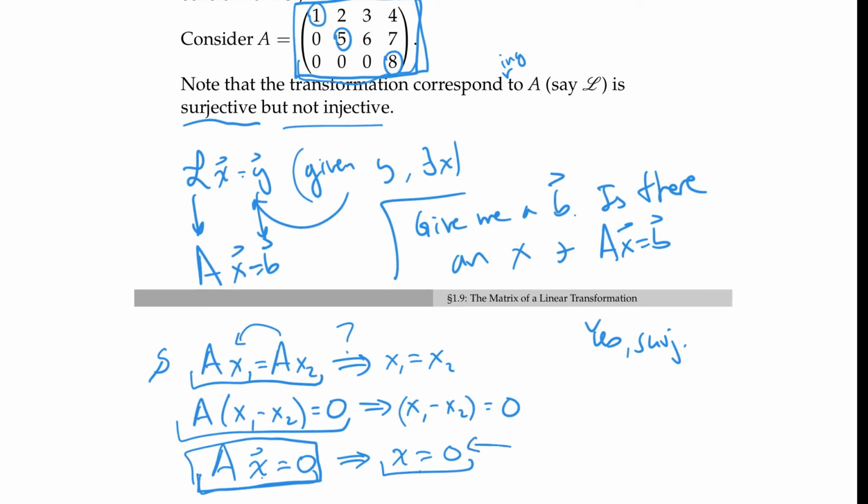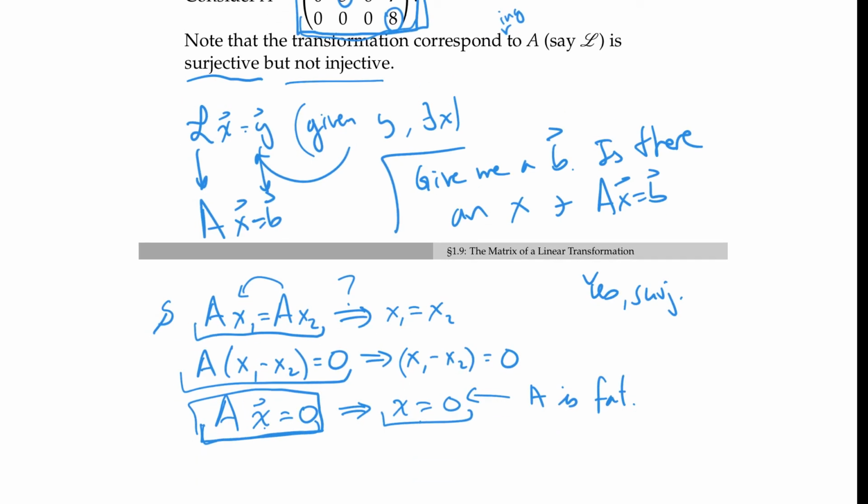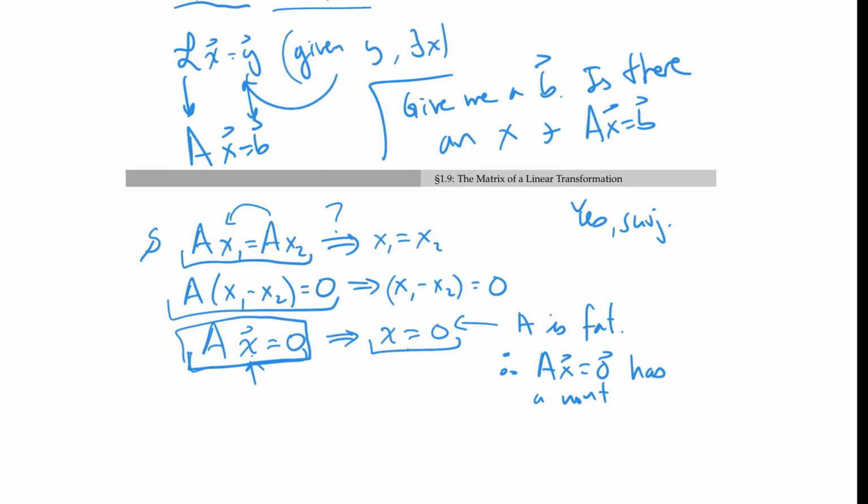Now, if you think back, what do we learn about fat matrices? This is fat, right? It's wider than it is tall. So A is fat. A fat matrix is always going to have a non-trivial solution. So therefore, Ax equals 0 has a non-trivial solution. So I cannot say definitively that x equals 0. It could be some other non-zero vector.